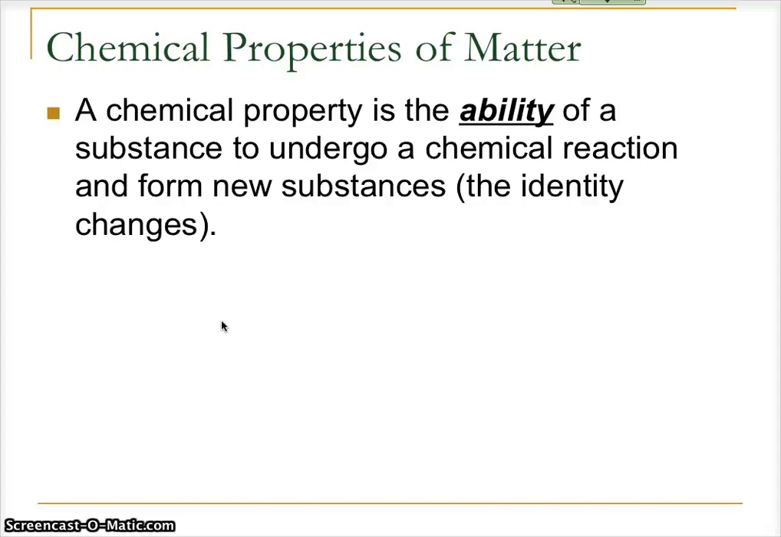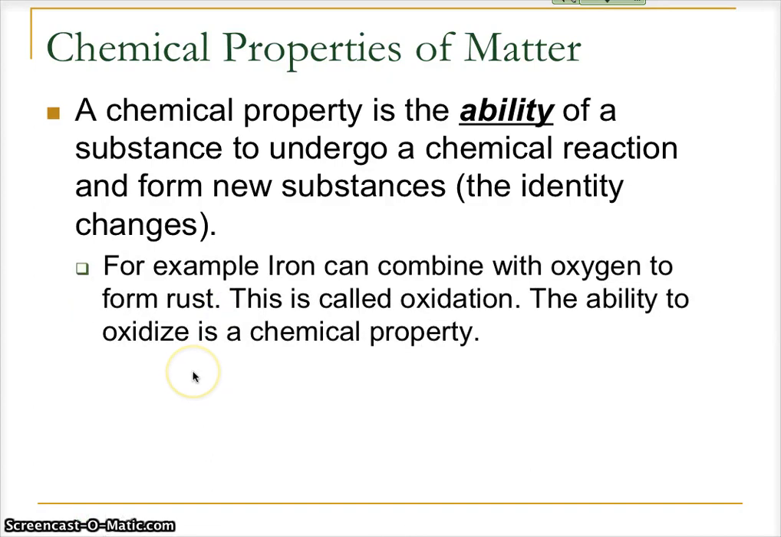It doesn't have to do it. It just has to have the ability to do it. So for example, an iron nail or a car, an older car made of iron or steel, can combine with oxygen to form rust. Rusting is a process called oxidation. Iron can rust. It has the ability to rust. If it's kept inside in a dry environment, it will not rust, but it can rust. It has that ability. And so iron has the ability to oxidize. That is a chemical property of iron.